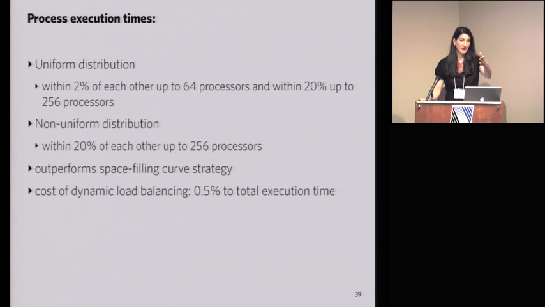And here's the answer to Professor Wu's question about the cost of the load balancing approach, which is a measure of 0.5 of the total execution time for these experiments. So that's the summary of the work we've done in the parallel implementation of the fast multipole method.